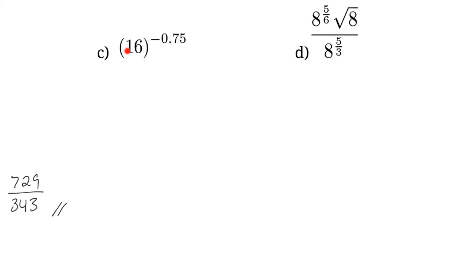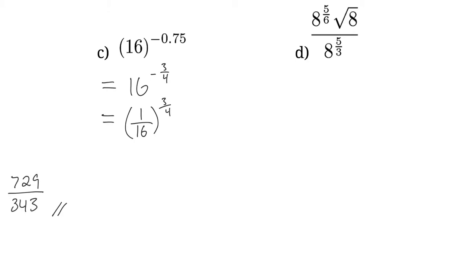In the next one, we have 16 to the power of negative 0.5. And this negative 0.5, well, we can rewrite that as a fraction. We know that 0.5 is the same thing as 3 over 4, so this is equivalent to 16 to the power of negative 3 over 4. And to change that into a positive exponent, we can use the reciprocal, so this would be 1 over 16, all to the power of 3 over 4.